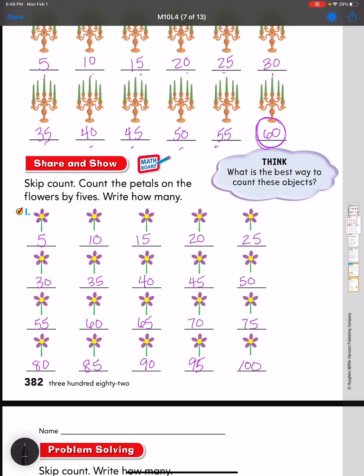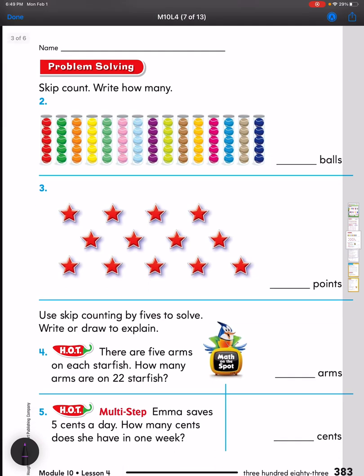How many petals are there on all of these flowers? 100. There are 100 petals. Counting by fives, which was much faster than counting by ones for all of these petals. That would have taken me much longer.